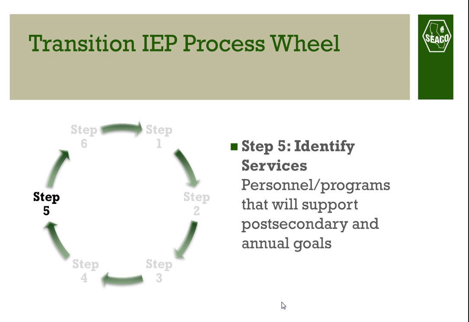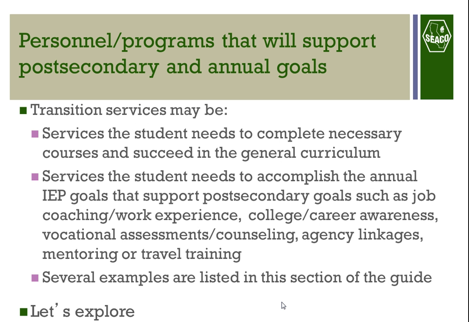The fifth step of the IEP process wheel includes identifying services, which can include personnel and programs that will support a student's post-secondary and annual goals. The services the student needs to complete necessary courses and succeed in the general curriculum should be included in the transition plan. The services the student needs to accomplish the annual IEP goals that support post-secondary goals, such as job coaching or work experience, college or career awareness, vocational assessments, counseling, agency linkage, mentoring, or travel training.